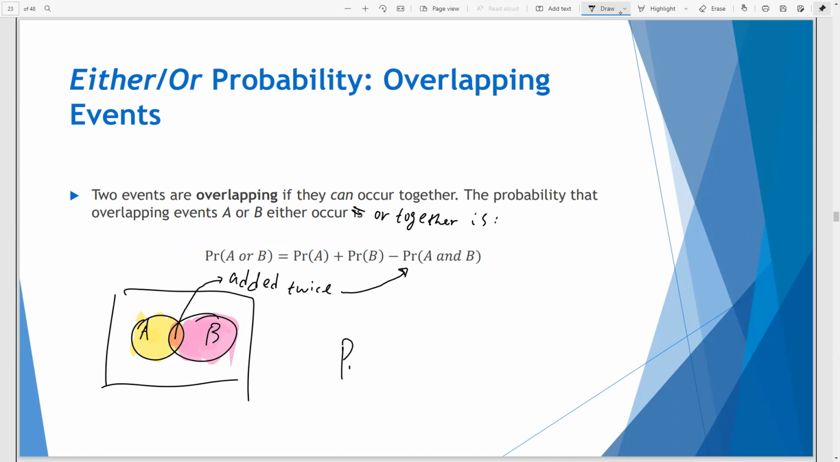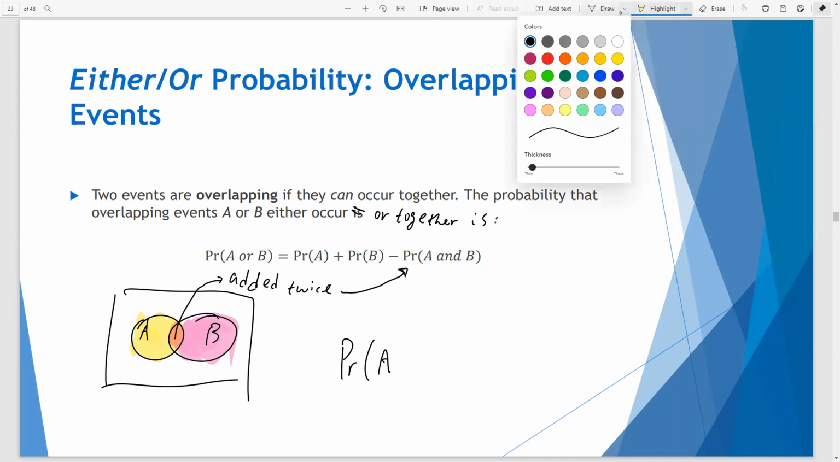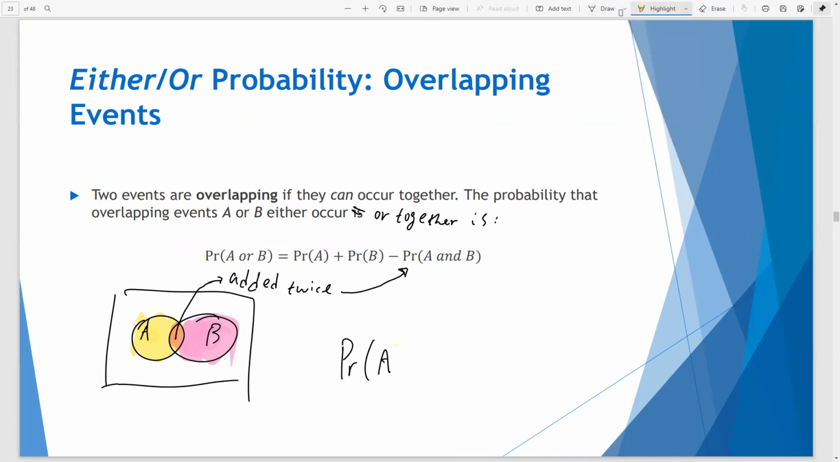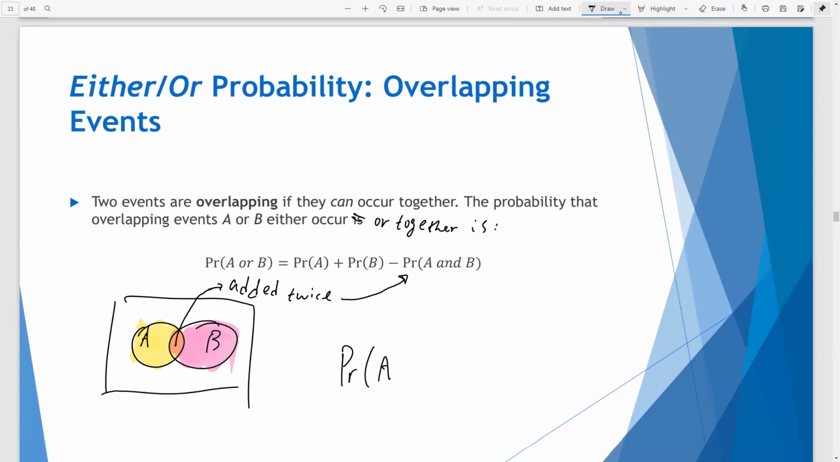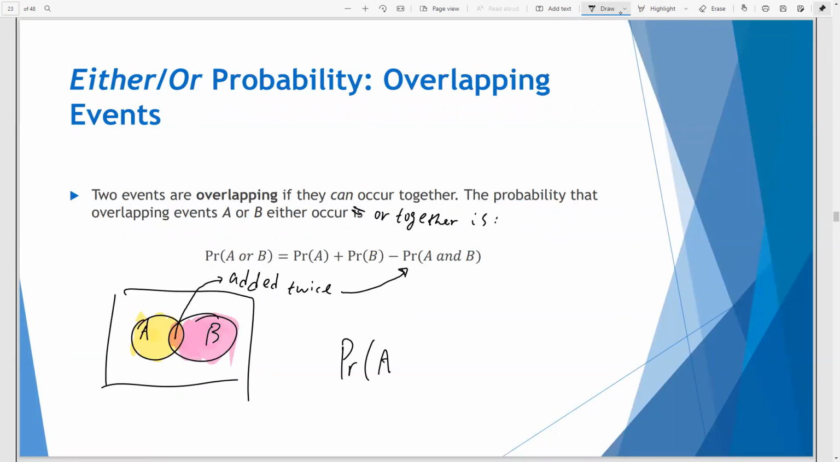Or you can write it as A, not the intersection, the union B. Put the highlight color back, okay. The union for the overlapping, that is the either probability, take away the extra overlapping part.